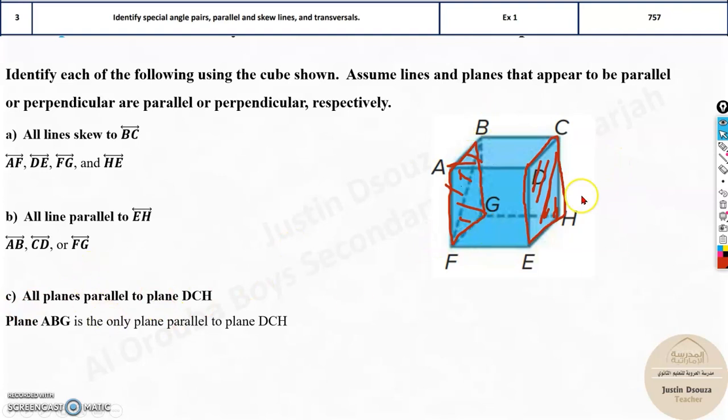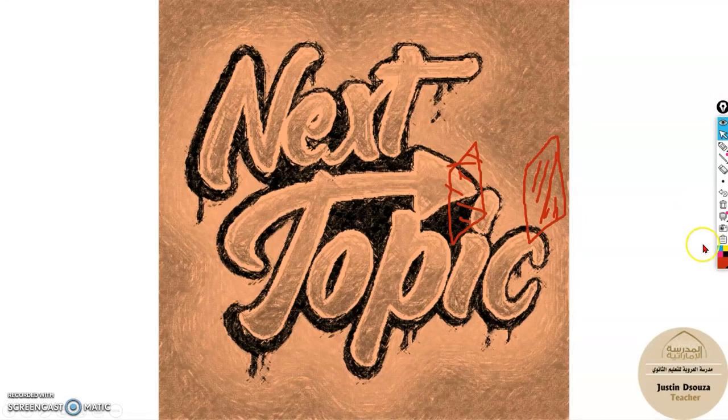ABG is mentioned. You can also see AFG is the same thing. So look into the options which have been mentioned and then select it. This is one of the most simple topics. That's it. That's how we solve it. Okay, so in the next section, we will move on to the next topic.